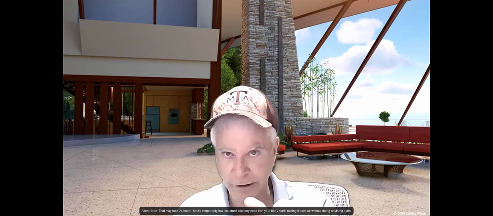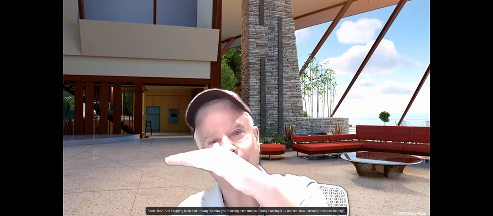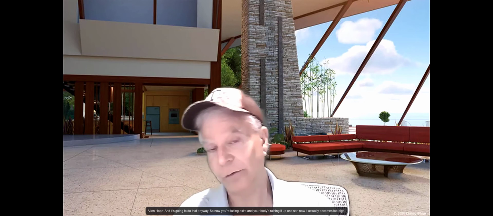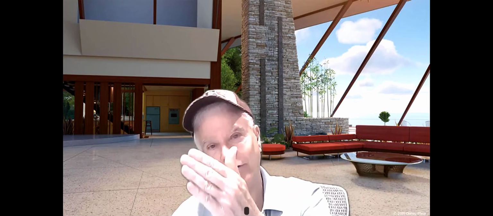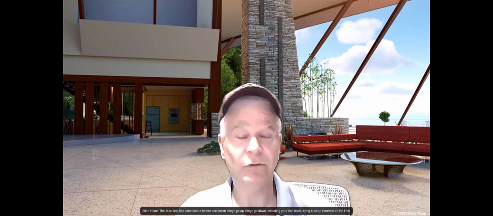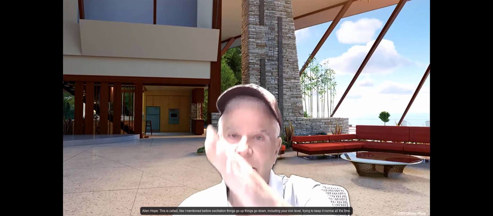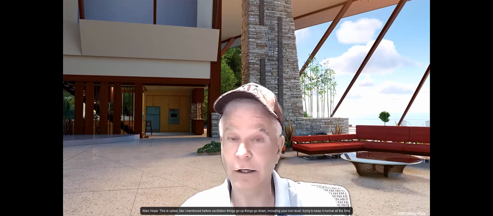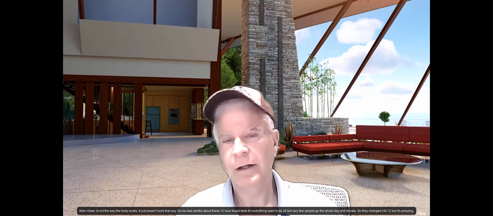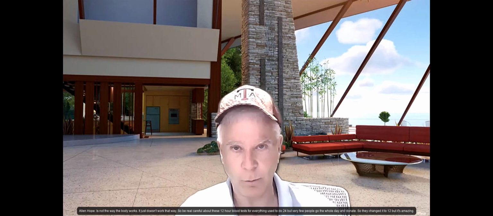So it's temporarily low. You don't take any extra iron. Your body starts raising it back up without doing anything extra, and it's going to do that anyway. So now you're taking extra and your body's raising it up, and so now it actually becomes too high. This is called, like I mentioned before, oscillation. Things go up, things go down, including your iron level. Trying to keep it normal all the time is not the way the body works. It just doesn't work that way.